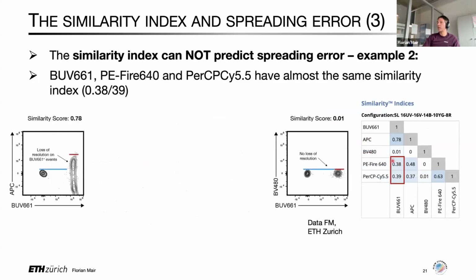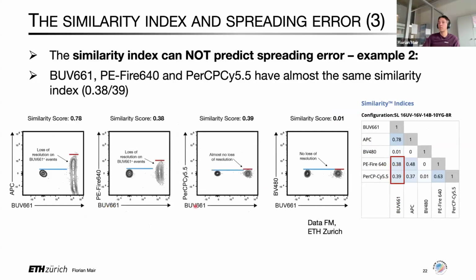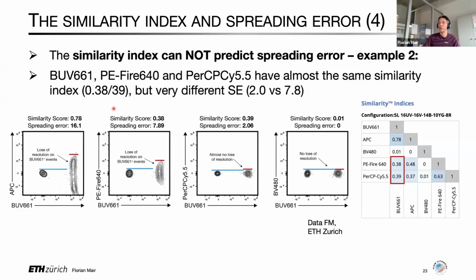The second example is in this middle space, where you would say that BUV661 and PerCP-Cy5.5 and P5640 have a low similarity index. But again, if you look at those pairs, plotting BUV661 versus either PerCP-Cy5.5 or P5640, you can see here in this case, you still have quite some spreading error. And in this case, it's low to negligible. And again, if you were to calculate the spreading error here, you would have immediately appreciated that that is the case. And as such, probably made educated choices about how you assign your markers to these fluorochromes.